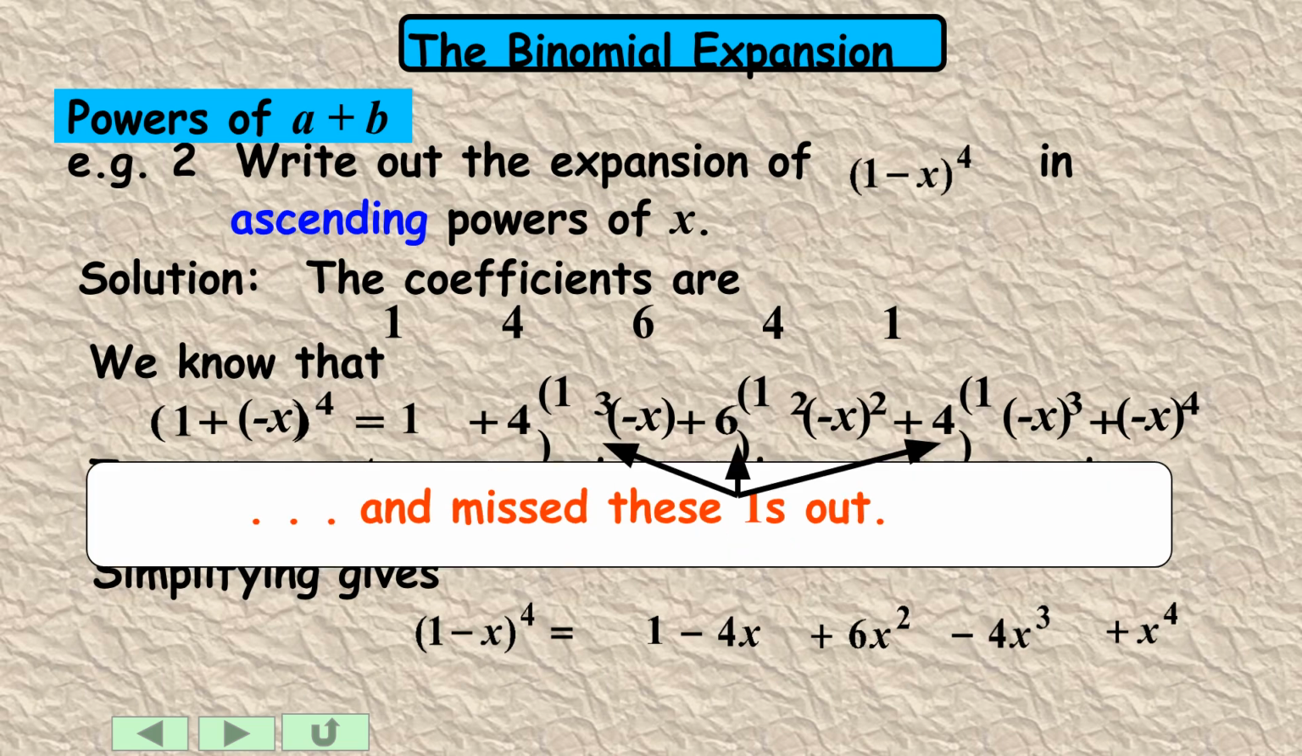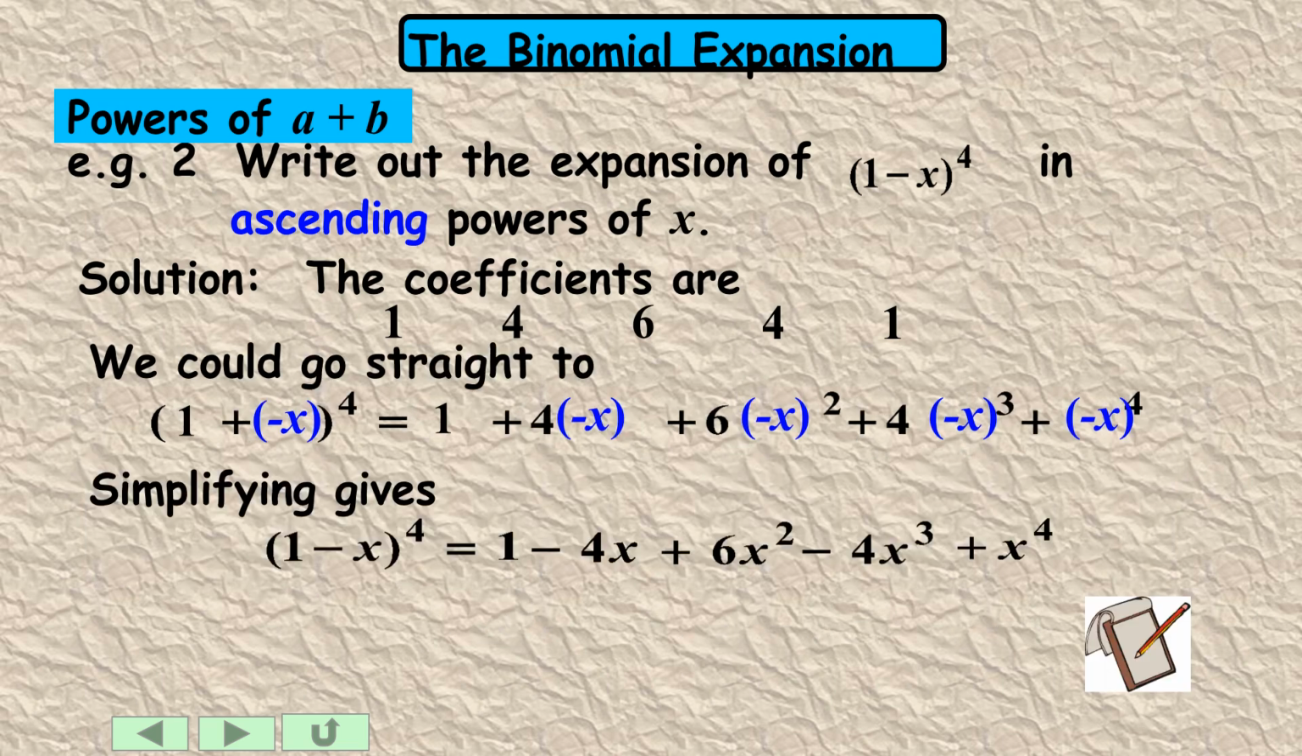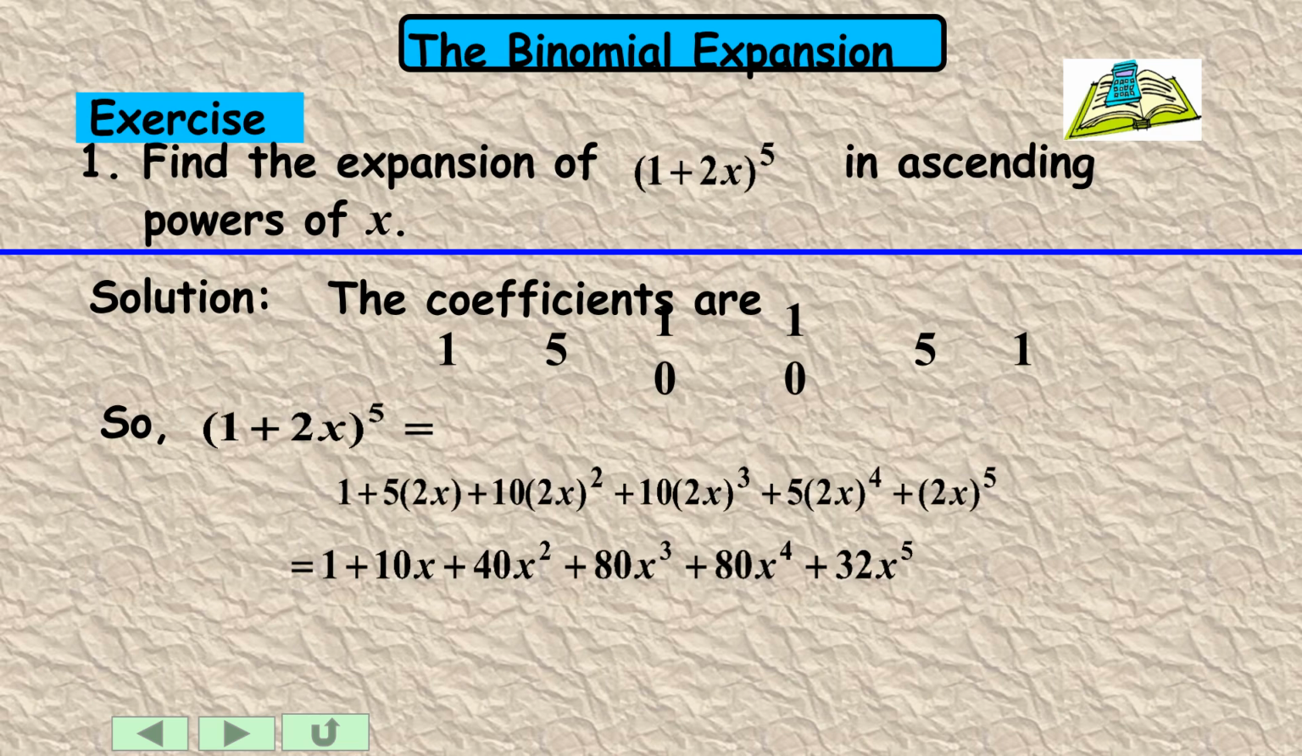Simplifying the powers of minus x in the full expression gives the final expanded form of 1 minus x to the power of 4. Alternatively, we could go straight to the simplified form by recognizing that the powers of a, which is 1, will not change the term's value, simplifying the initial substitution step. Let's work through an exercise.